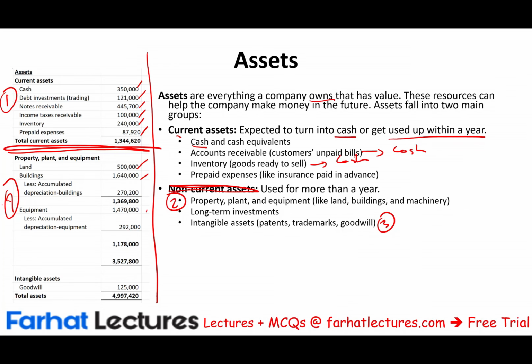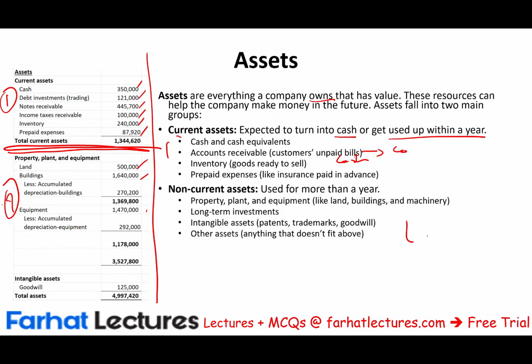So I have current assets 1, property, plant, and equipment 2, intangible assets 3. You can have that if you would like to. But for our purposes, to keep it simple for now, we're going to say we have current assets and non-current assets. But bear in mind, we could have subcategories of non-current assets.